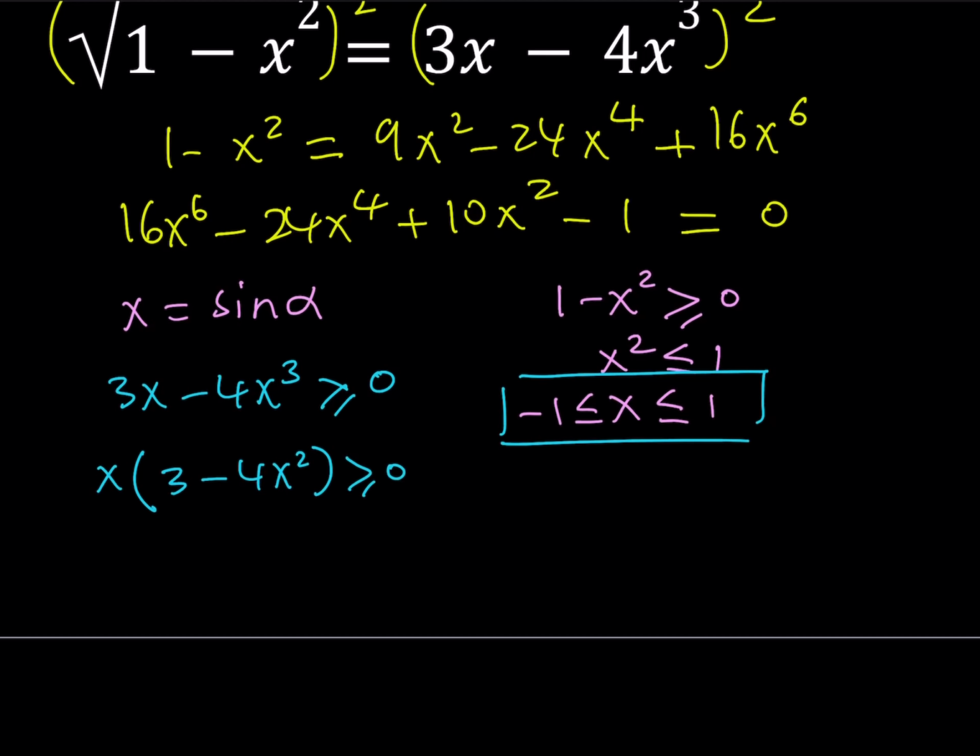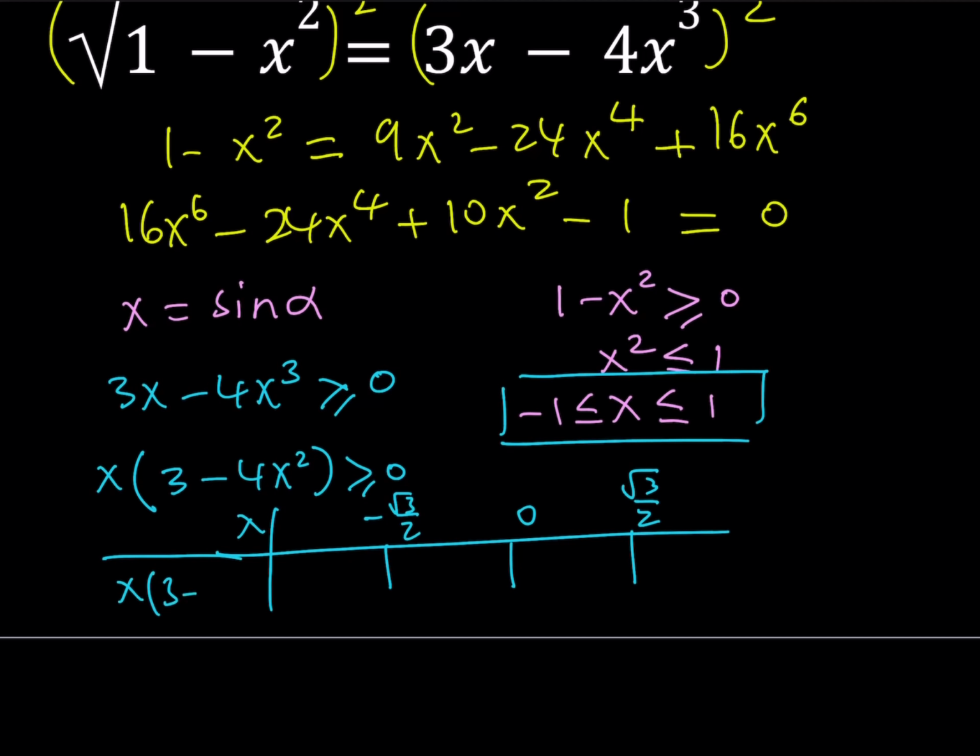For this expression, I'm going to make a table. If you look at the roots of this polynomial, you're going to get 3 roots: 0, and plus or minus the square root of 3/4, which is square root of 3 over 2. So we have negative root 3 over 2, 0, and root 3 over 2. I'm going to use the method of intervals. Here I'm going to put my expression and look at how the sign changes.